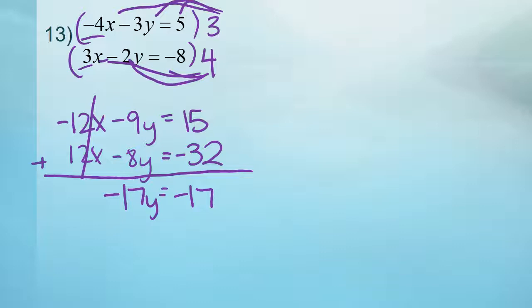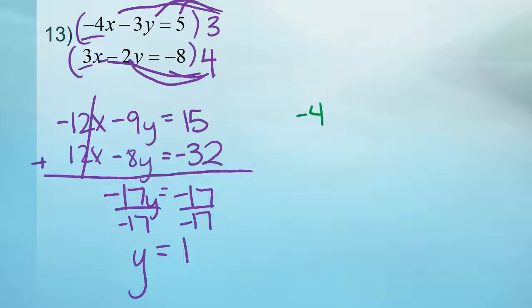My goal is to get y by itself. So I'm going to divide both sides by negative 17, and I get a y value of 1. I got a nice clean y value, so what do I have to do next? I need to find my x value. I need to substitute that 1 into either equation. I'm going to choose the first equation just because it's the first one, no other reason.